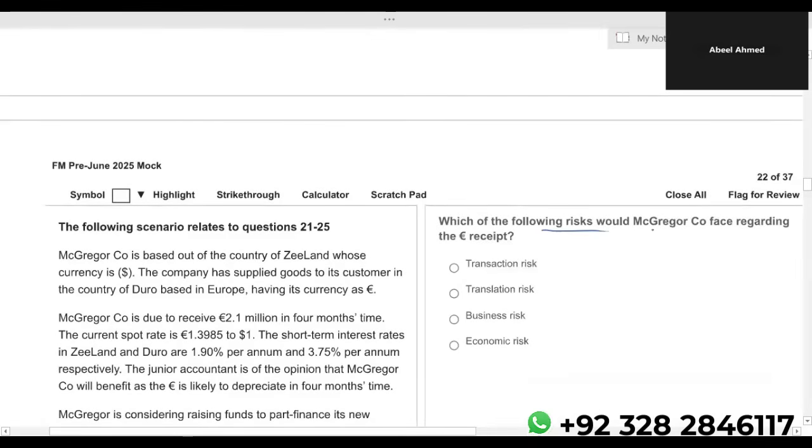Which of the following risks would Mac George company face regarding the receipts? Obviously, transaction risk. Transaction risk is a short-term risk which you face when there are payments or receipts within 12 months' time in foreign exchange. Transaction risk. So far, it looks like a pretty straightforward question. Let's see.